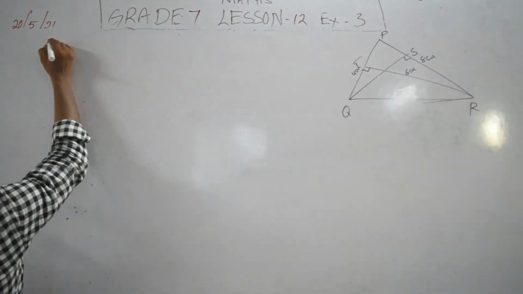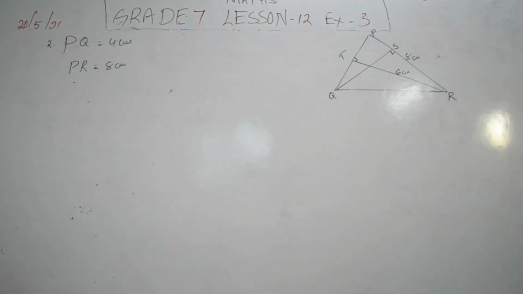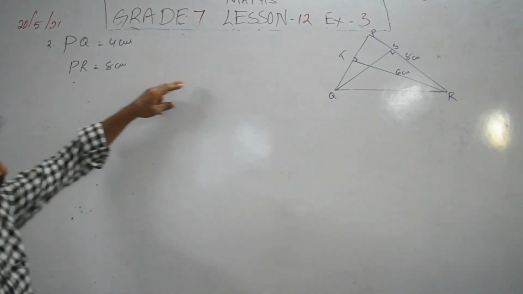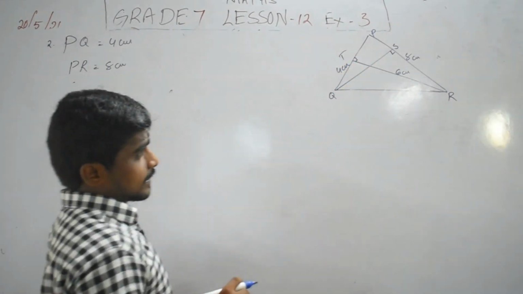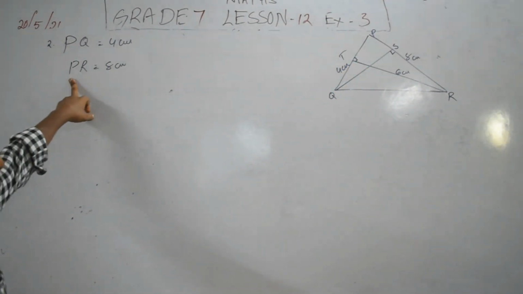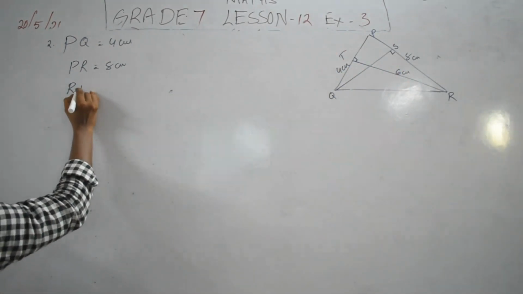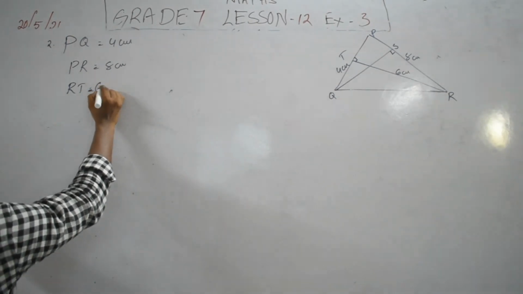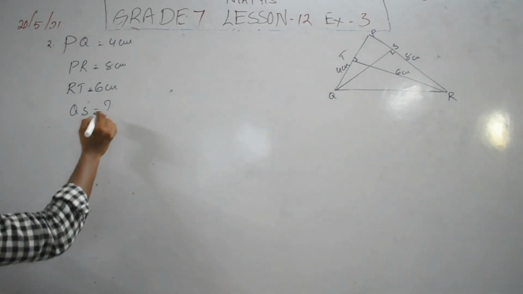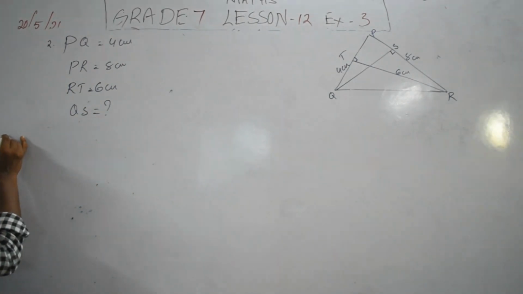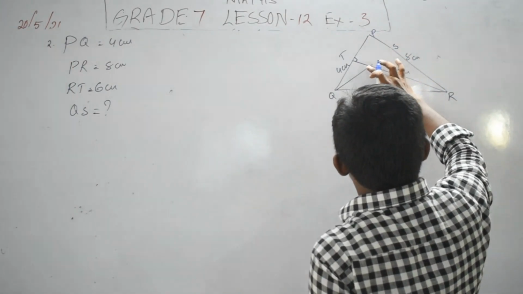Here second one, PQ. Here PQ is 4 centimeters. Next, PR is 8 centimeters. RT is 6 centimeters. They are asking what is the length of the QS. So first here, for example, these line segments, no.